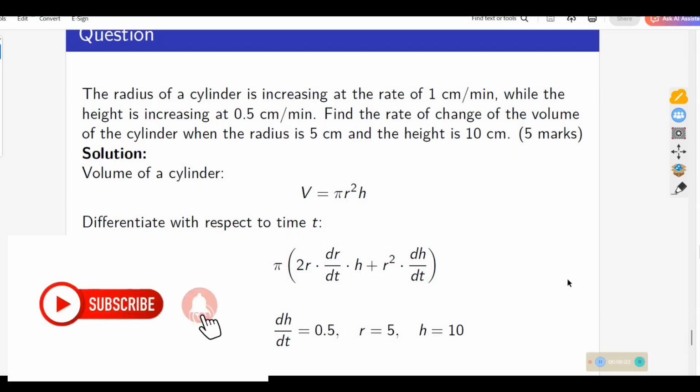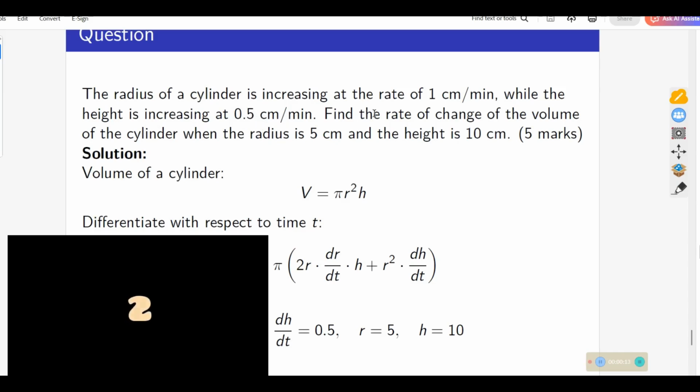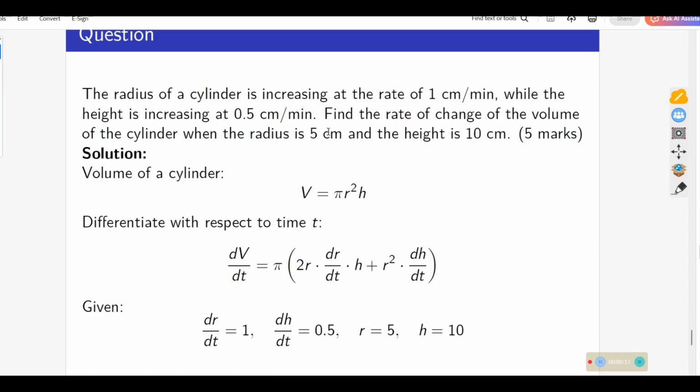Next, we are given the question: the radius of a cylinder is increasing at the rate of 1 centimeter per minute, while the height is increasing at the rate of 0.5 centimeter per minute. Find the rate of change of the volume of the cylinder when the radius is 5 centimeters and the height is 10 centimeters. So let us look at the solution.